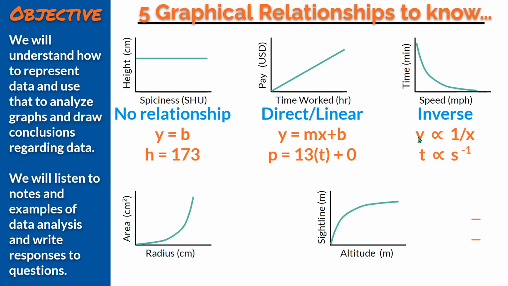And again, my variables aren't y and x, they are time and speed. So I could say that time is directly proportional to the inverse of my speed. I could write that as 1 over s, or you could write it as s to the negative 1.